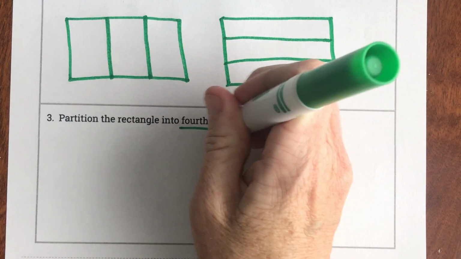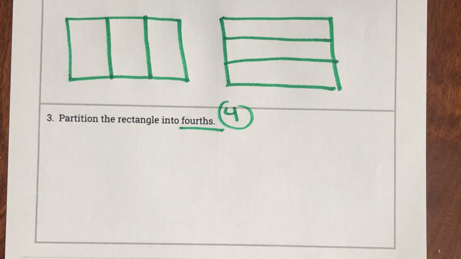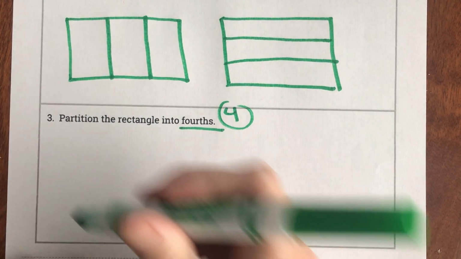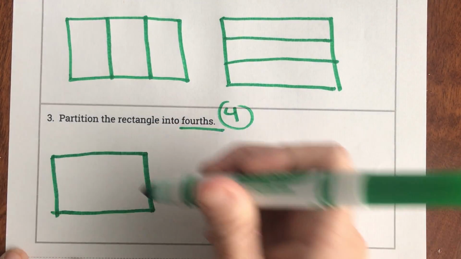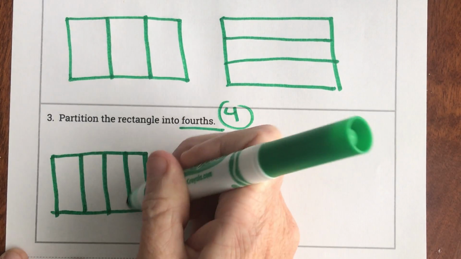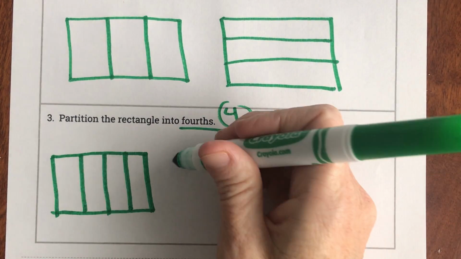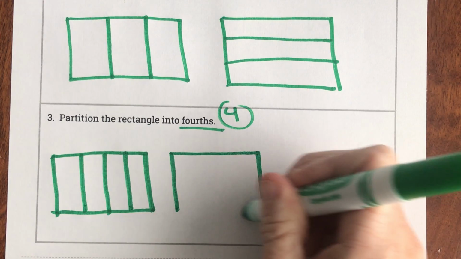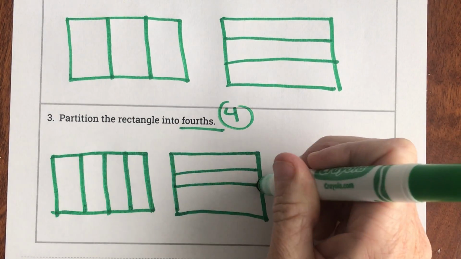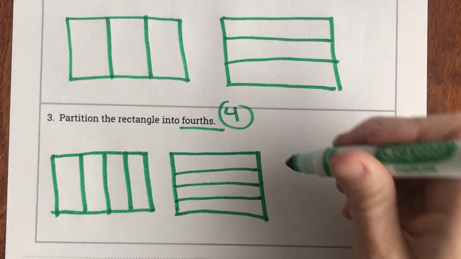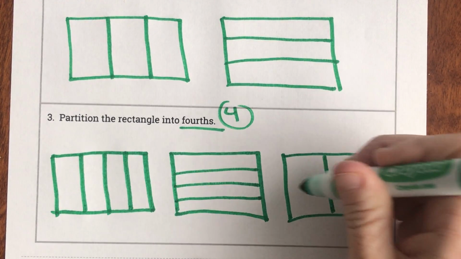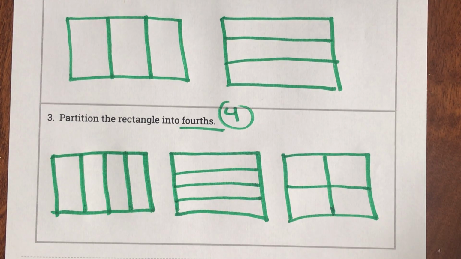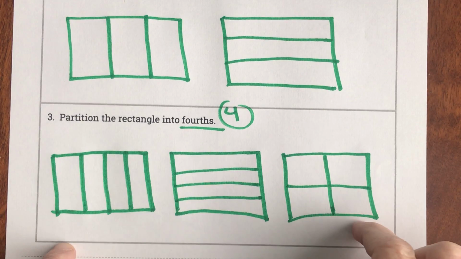This time they want us to partition or cut equally into fourths, which is 4 equal parts. So remember for this one, I had 3 different ways. I could do vertical lines to make 4 equal parts. I could have done horizontal lines to make 4 equal parts. Or I could have also done lines like this to make 4 equal parts. Okay, so those are different ways that I could have done this.